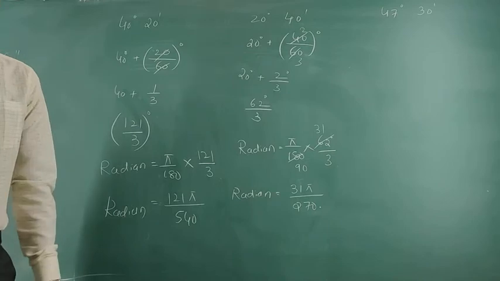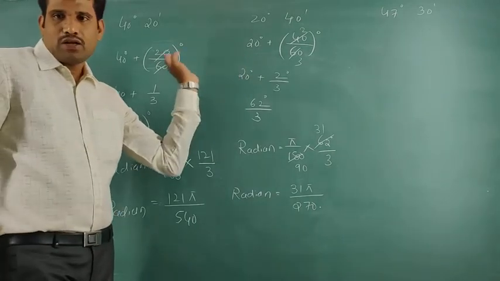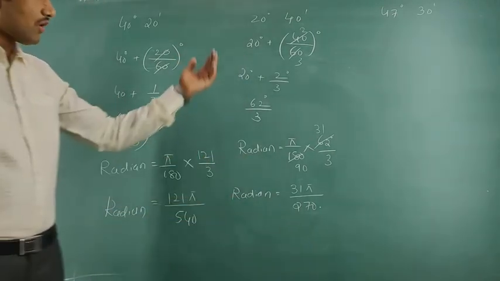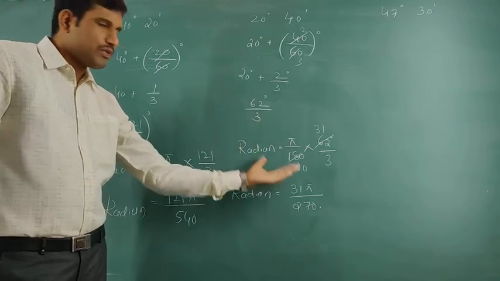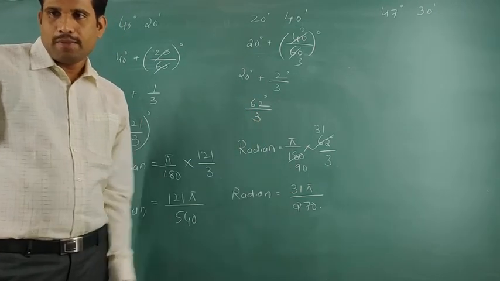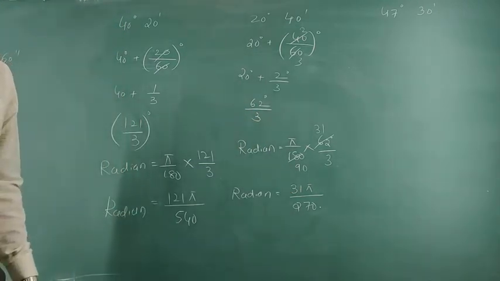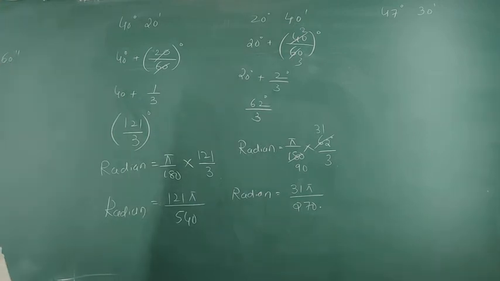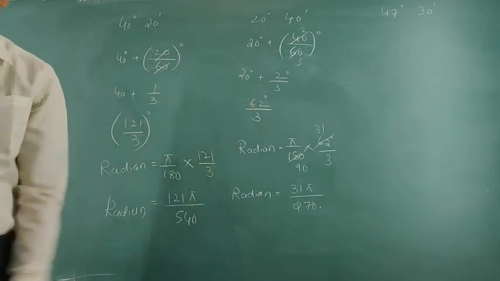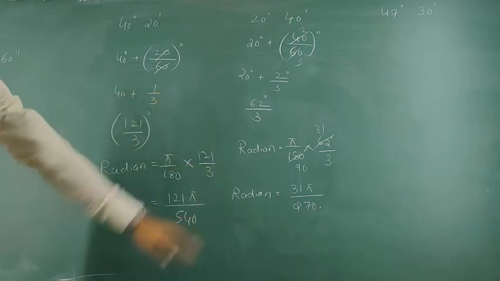Is it clear, students? If minutes are given, convert those minutes into degrees. Convert that whole value into degrees, then substitute in the formula. Is it clear? Yes, sir. Then tell me the answer for that one. 47 degree 30 minutes. First write down these.